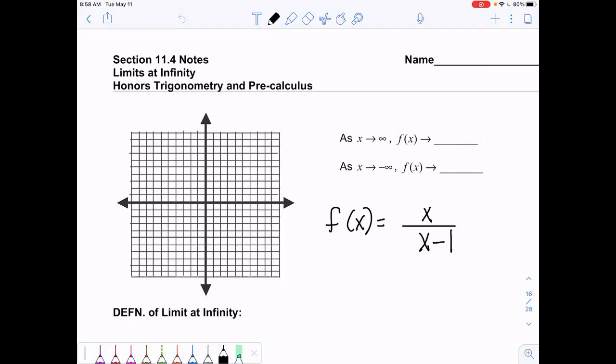And then we're going to look at what happens as x goes to infinity and x goes to negative infinity. So if you can answer those 2 questions that are next to it after you look at your graph, what happens as x goes to infinity and x goes to negative infinity.